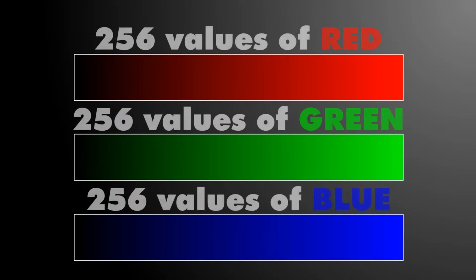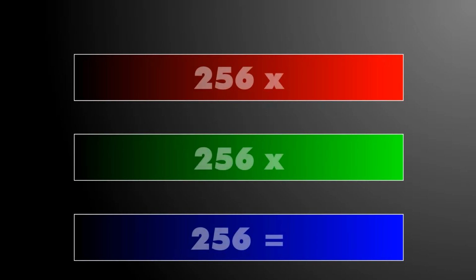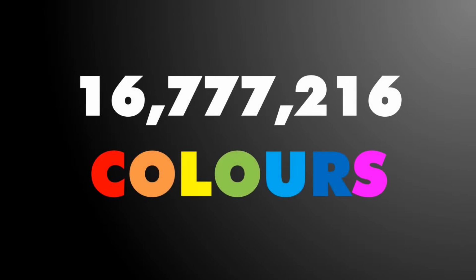Where the intensity of all three is 0, the colour is black. Where all three have full intensity, or a value of 255, the colour is white. And any other colour can be made up by using varying intensities of red, green and blue. And because there are 256 values of each colour, it means that the total number of colours that your computer screen can show is 256 times 256 times 256. That's a total of 16,777,216 colours, more than your eye can detect.